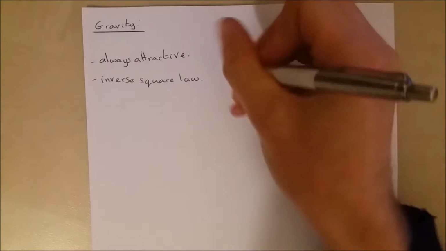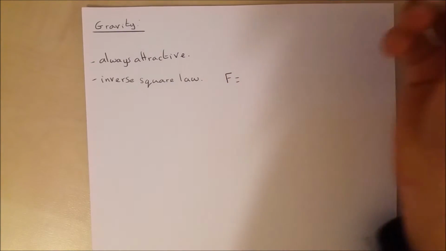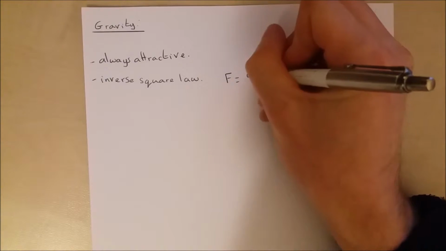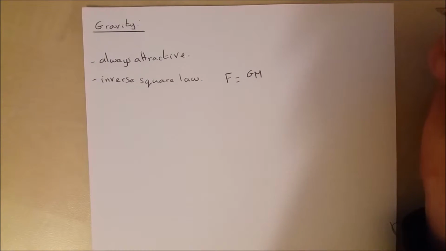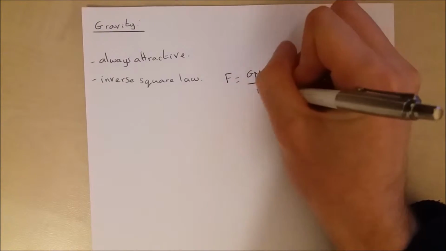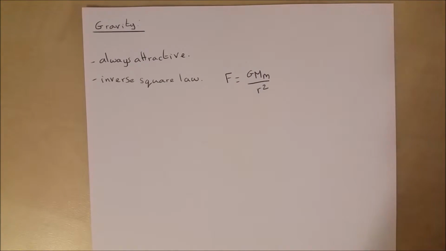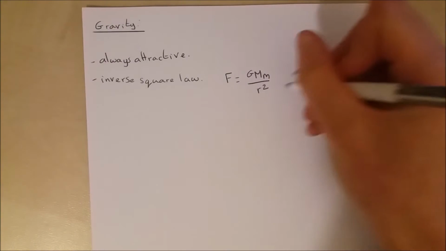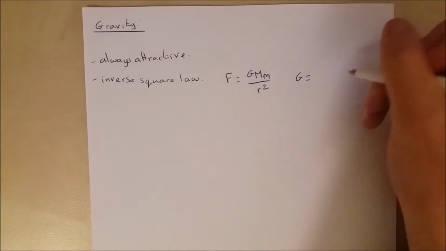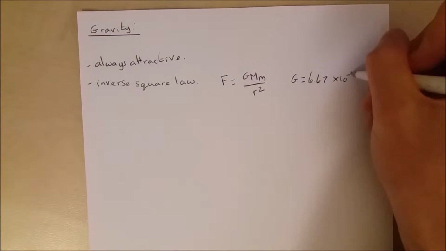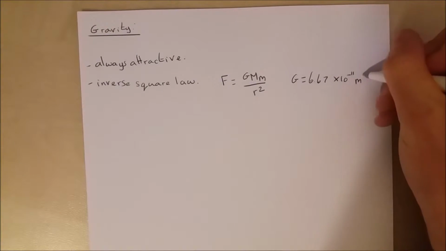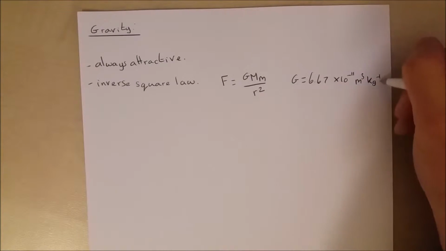And this law is F, which is the force due to gravity, is equal to the gravitational constant, big G, times mass of the first object, times mass of the second object, divided by r squared, where r is the separation between the objects. G has the value of 6.67 times 10 to the minus 11, and it has units of meters cubed per kilogram per second squared.